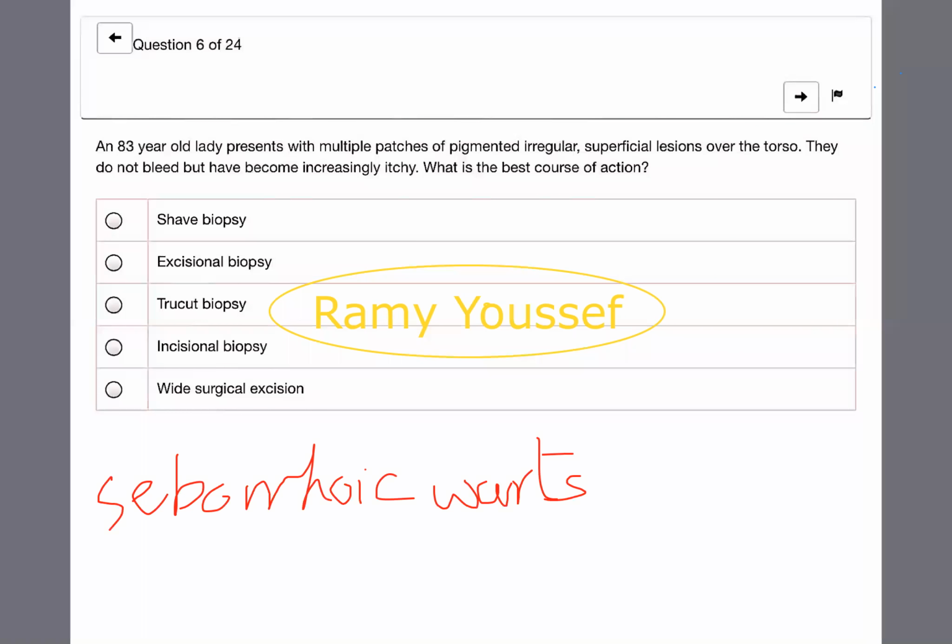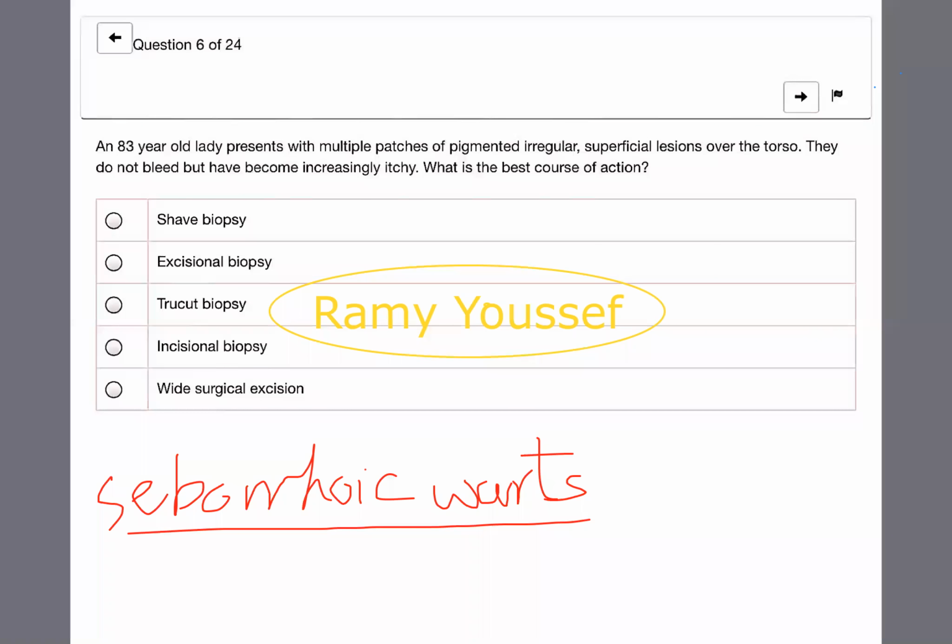Seborrheic warts. Okay. You find it in white skin people, maybe not in dark skin people, aged over 80: round, dark or sometimes light brown lesions all over the skin. These are multiple patches, sometimes pigmented and irregular in shape, scattered all over the skin of the torso. Sometimes it's itchy, so it is called seborrheic warts.